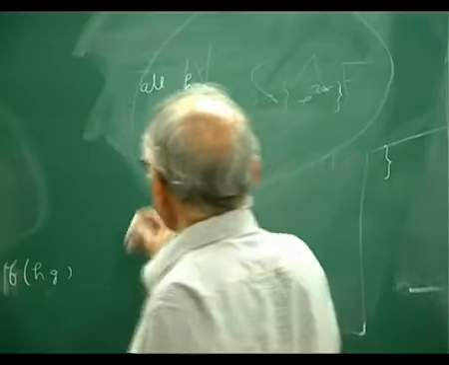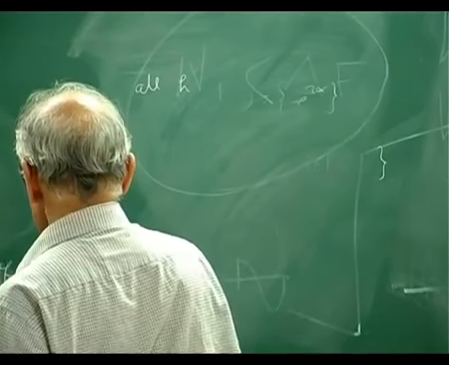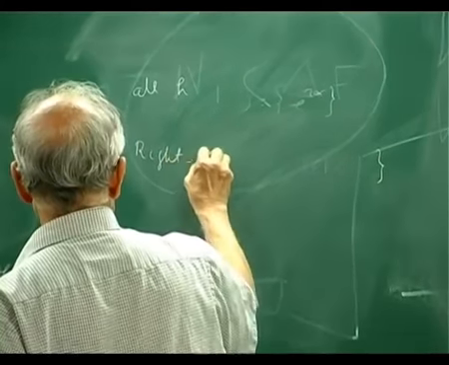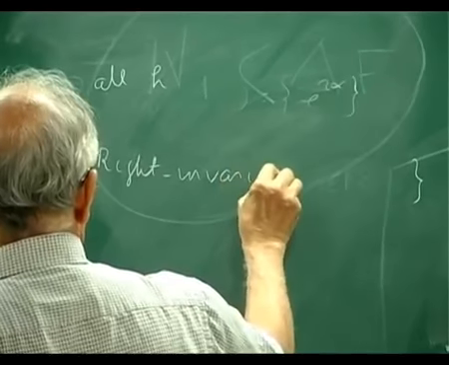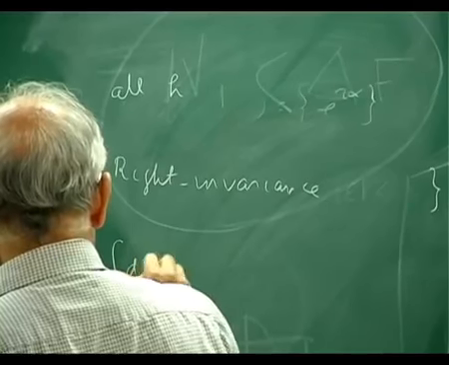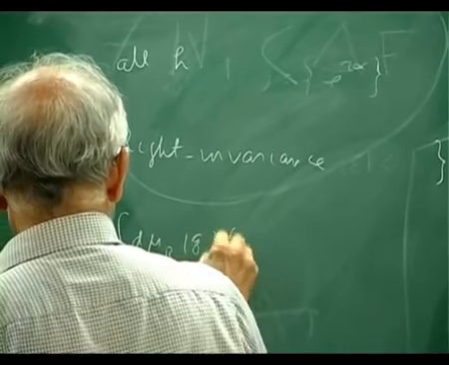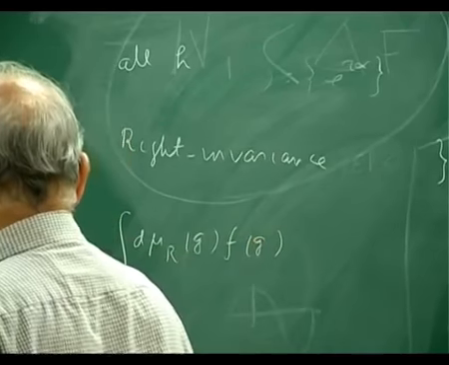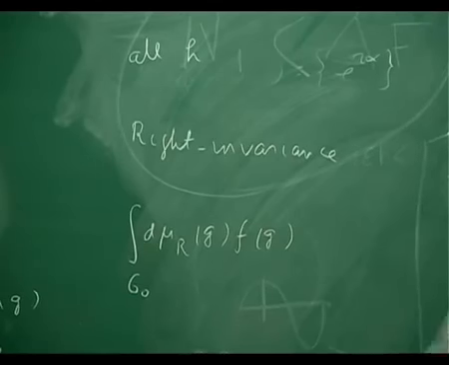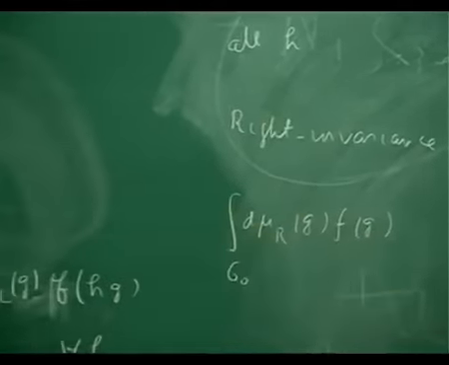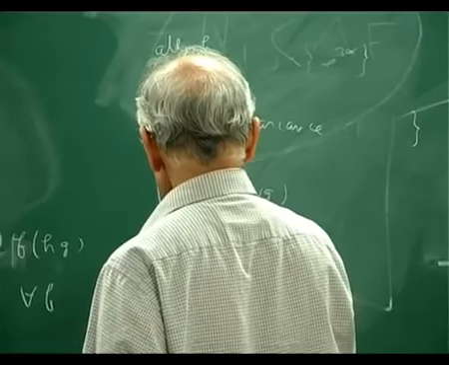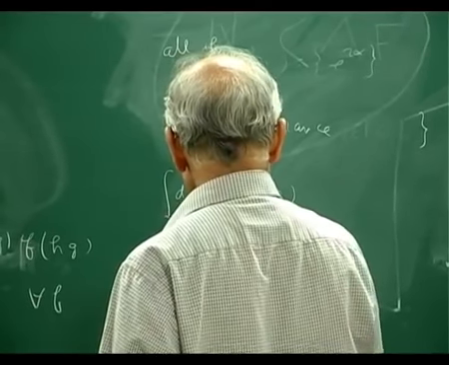Right invariance means similarly. So left is this way. The integral over G0 of d mu r of g f of g, for all smooth f of course, just like there, for all h and all f, is equal to the integral of d mu r of g f of g h.